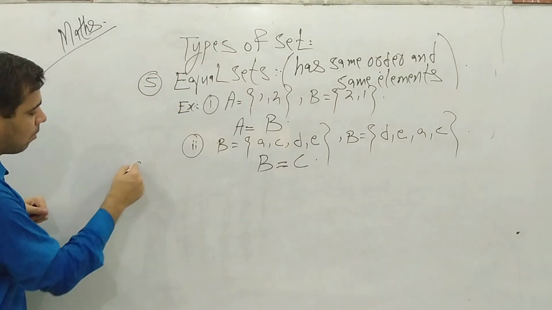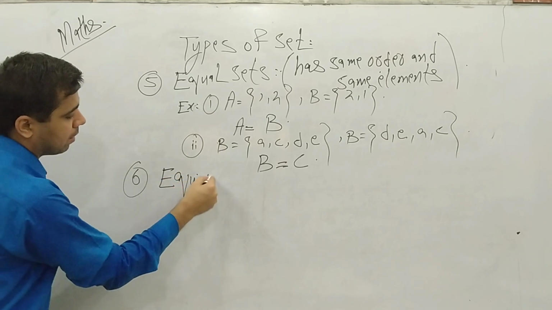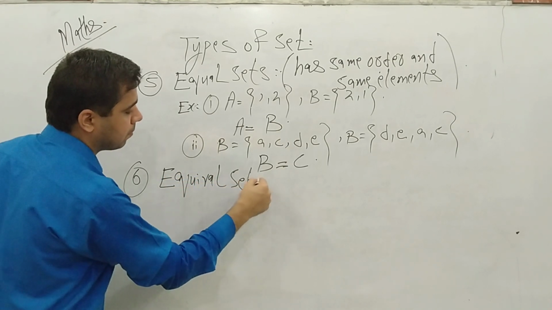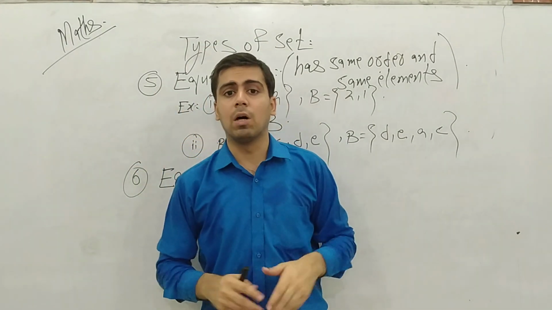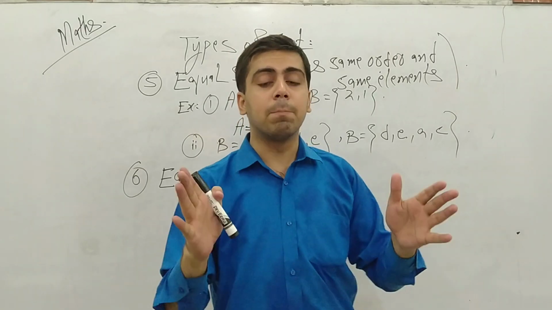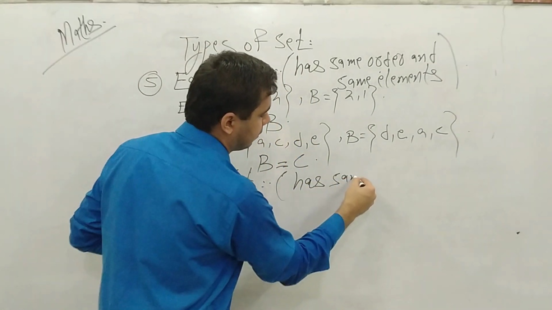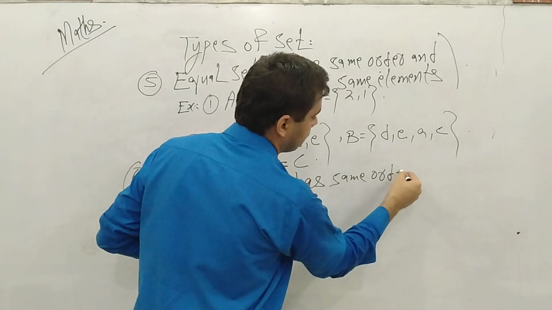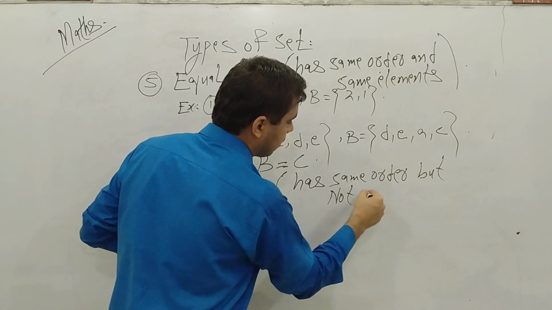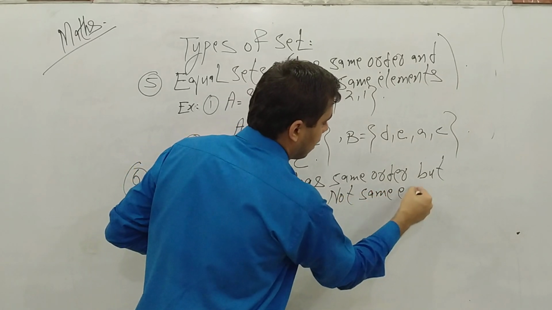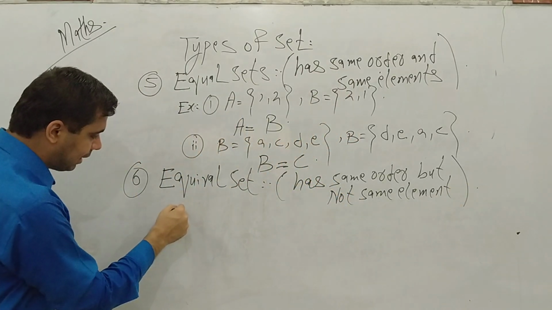Now the sixth type of set is an equivalent set. An equivalent set is a set which possesses the same order, but the same elements should not be in both sets. So we can write here: has same order but not same elements. Now see example number 1.